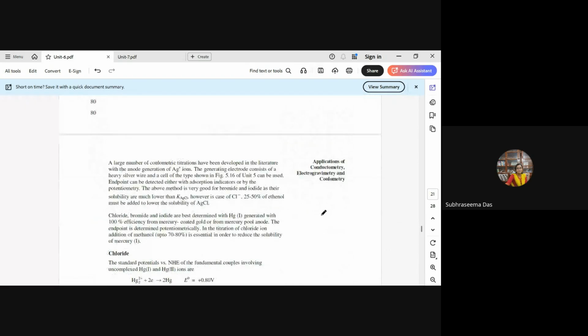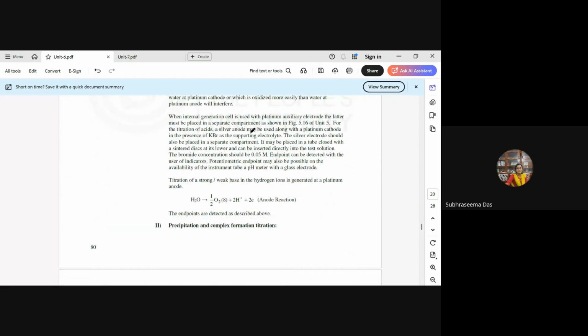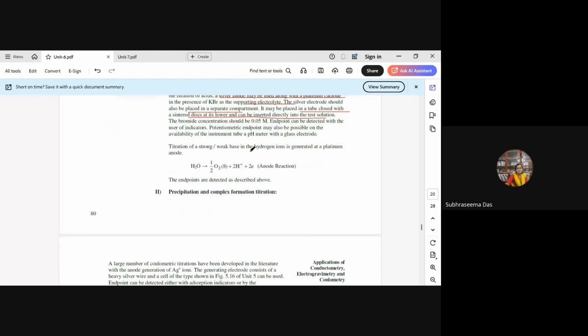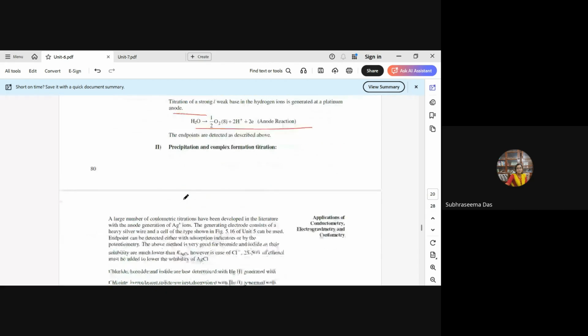So for the titration of acids, a silver anode may be used along with a platinum cathode in the presence of KBr as the supporting electrolyte. The silver electrode should also be placed in a separate compartment. It may be placed in a tube closed with a sintered disc at its lower end and can be inserted directly into the test solution. So in the titration of a strong or weak acid, hydrogen ions are generated at the platinum anode, as shown by this reaction.